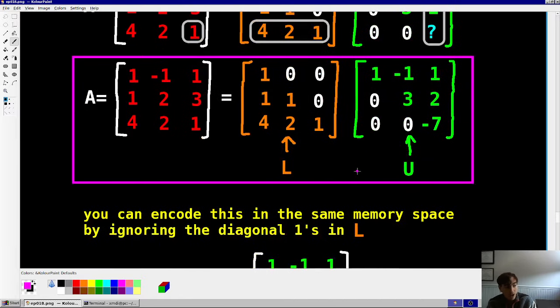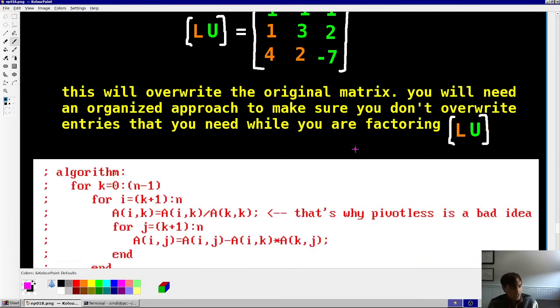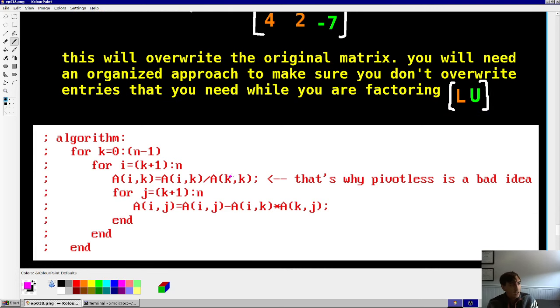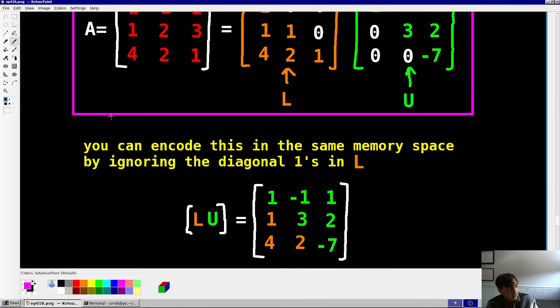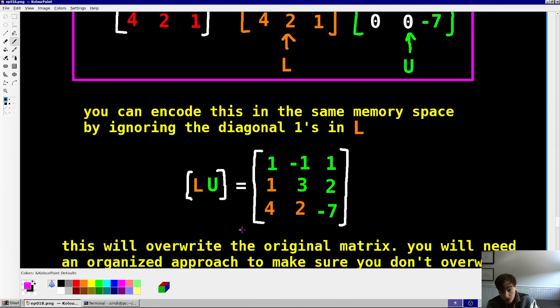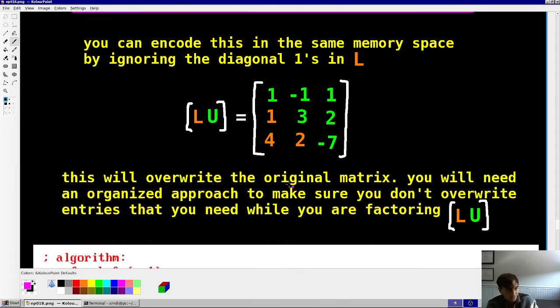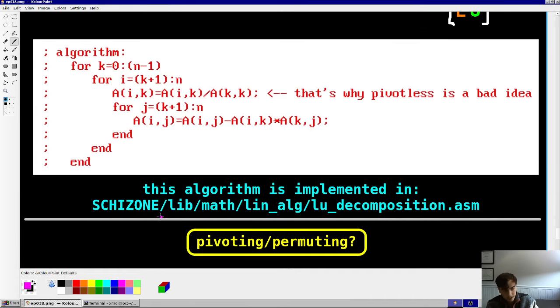And so there are algorithms you can use. You can look them up. Here's the one that I implemented in the code today. And this basically means that if you use this approach and you go in this sequence diagonally, you will never overwrite an element that you need for a future operation, and you can still safely use the original memory space of the A matrix to encode your LU factorization. And if you want to take a look, that's in the linear algebra directory under LU decomposition in the repository.